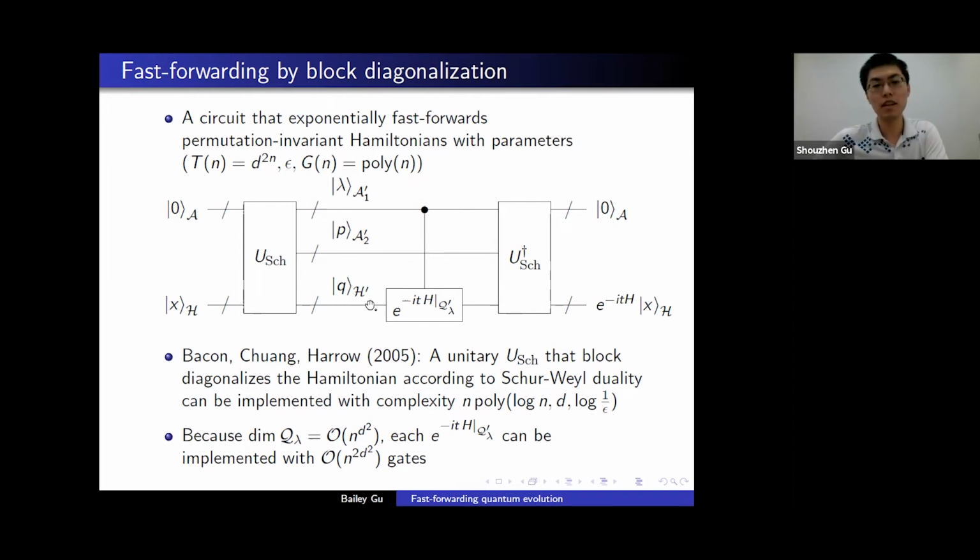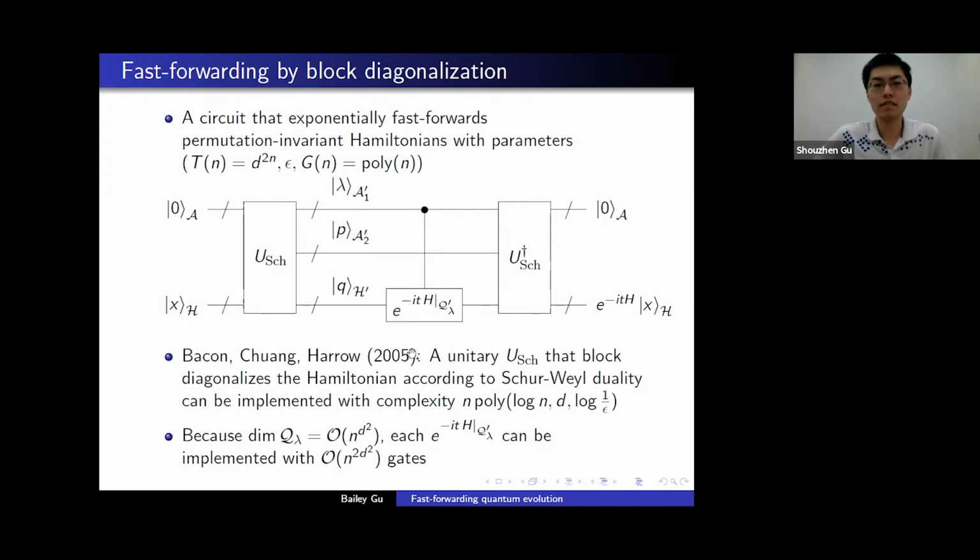Once we transform into the Schur basis, we can apply the block evolution. Because the Hamiltonian is now block diagonal in this basis, we control on the label lambda, and we apply the unitary on the data qubits in the unitary group representation. And after we do the block evolution, then we transform back into the computational basis.